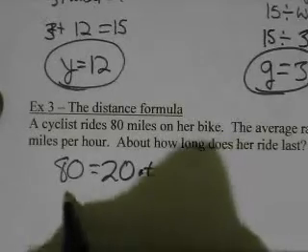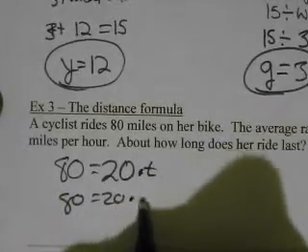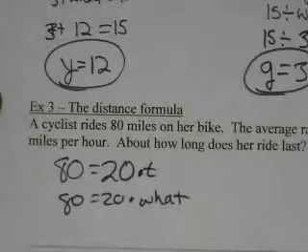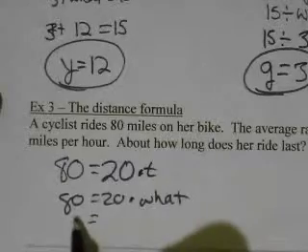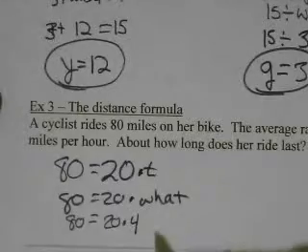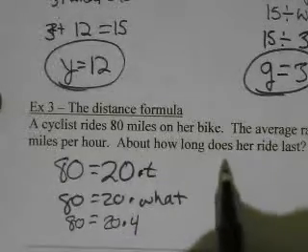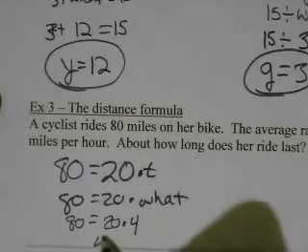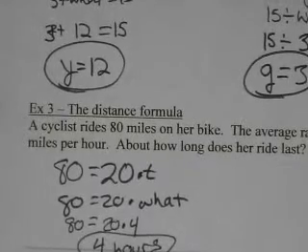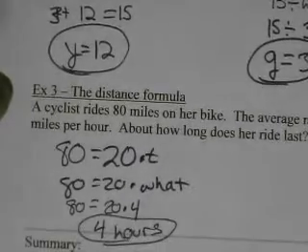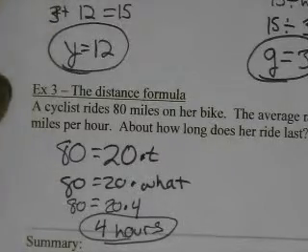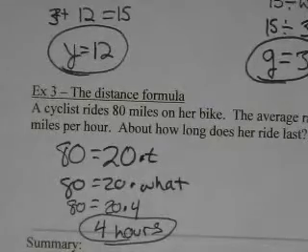Well, 80 equals 20 times what? Once you start thinking about your times tables, you think that, well, 80 is 20 times 4. So our answer here is our rider rode her bike for 4 hours. And that's the solution to our equation. Okay? So this has been lesson 1.5, looking at solving equations using mental math.